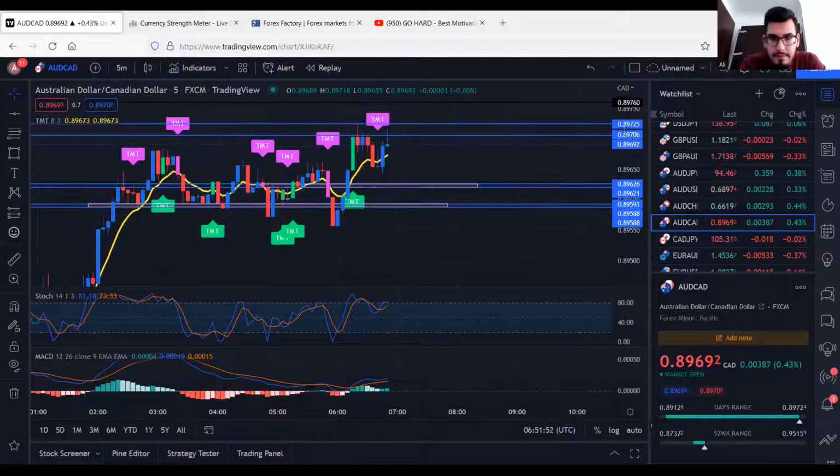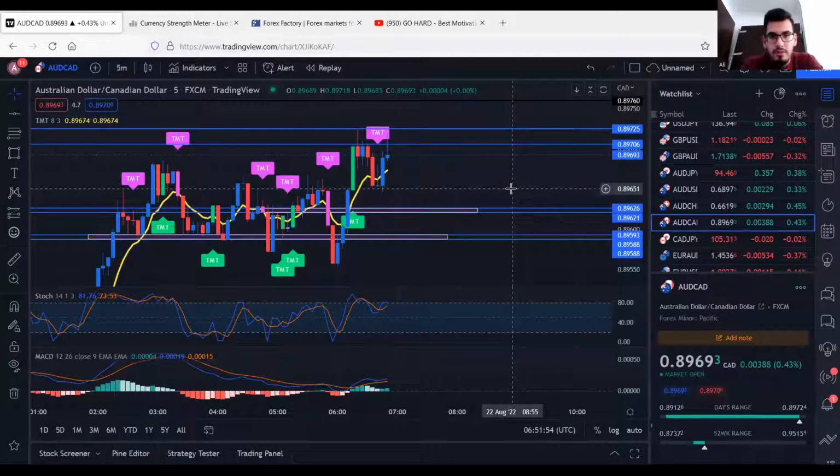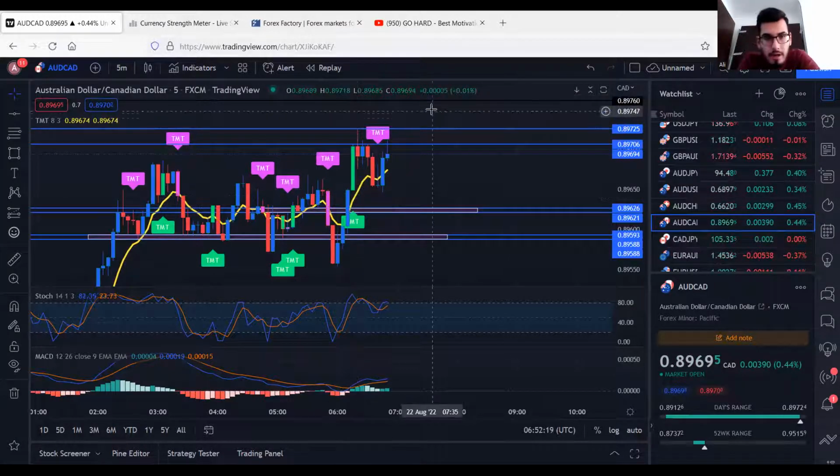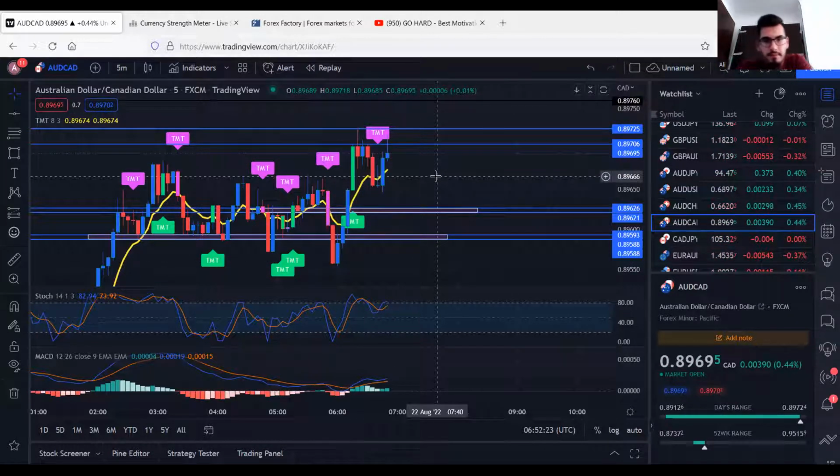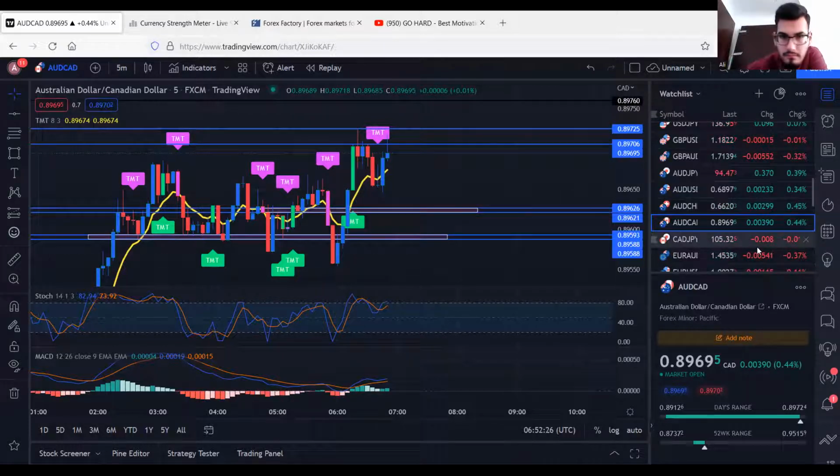AUD/CAD. Okay. It hit my area and now it's running away. Yes, if you did have an entry there, you would be clearing it so far. But if you didn't, I wouldn't be shocked, because there's still 3 more minutes left for that candle. And the thing is, it can go back up, it can turn bearish. A lot can happen in 3 minutes on one candle.